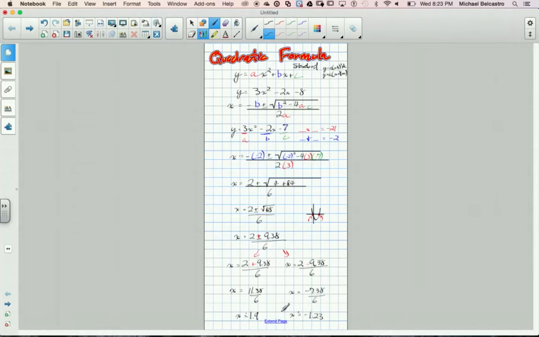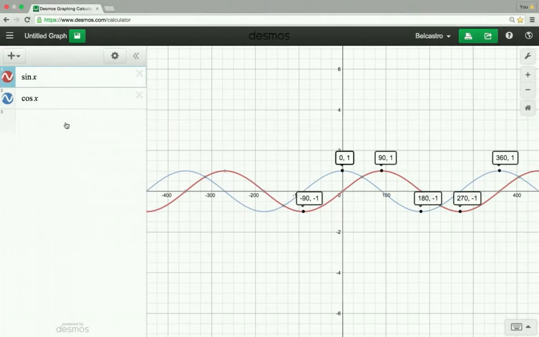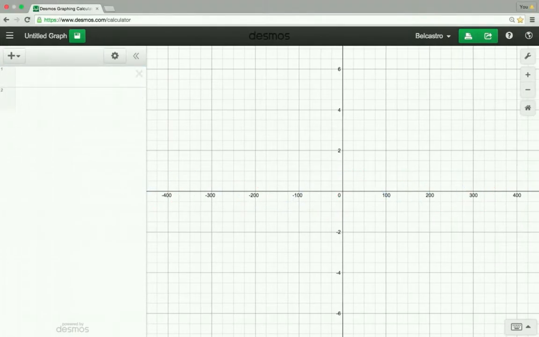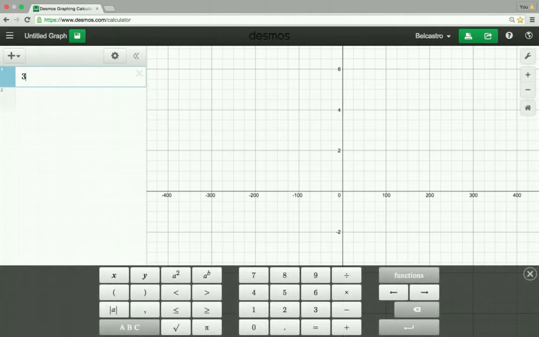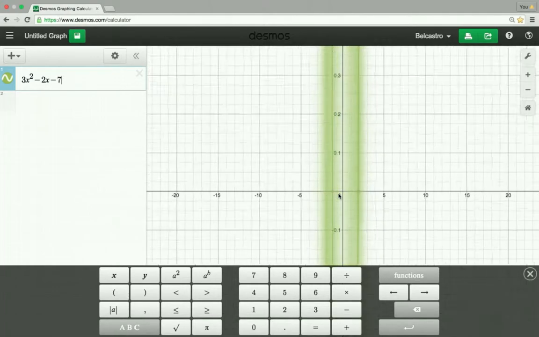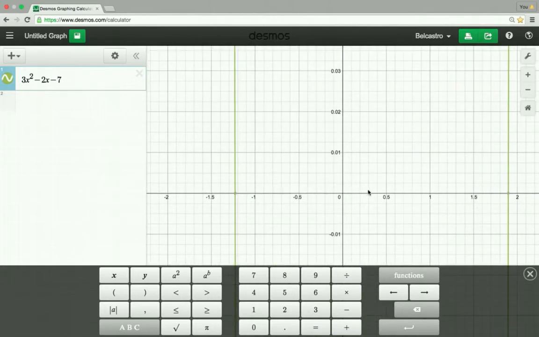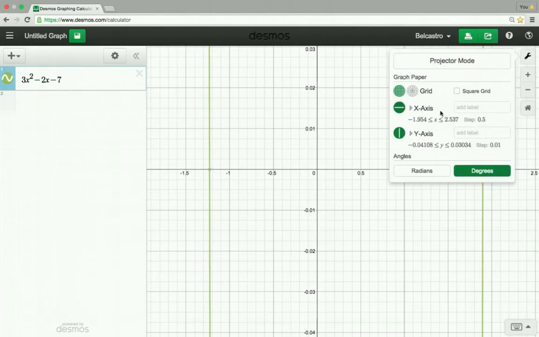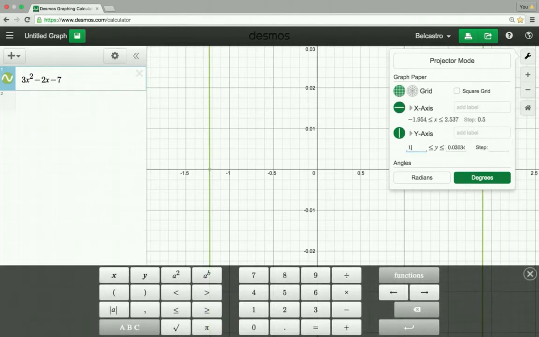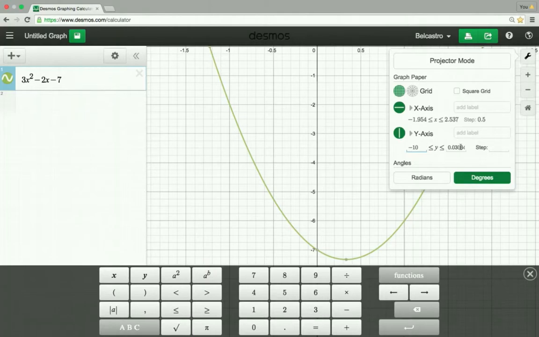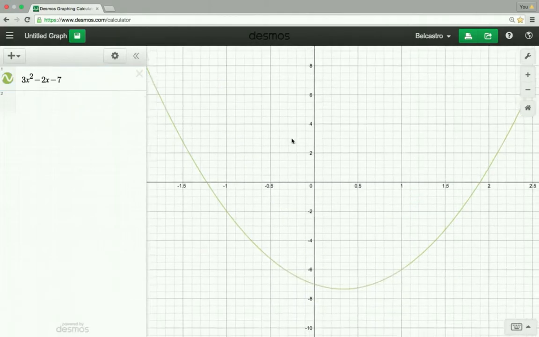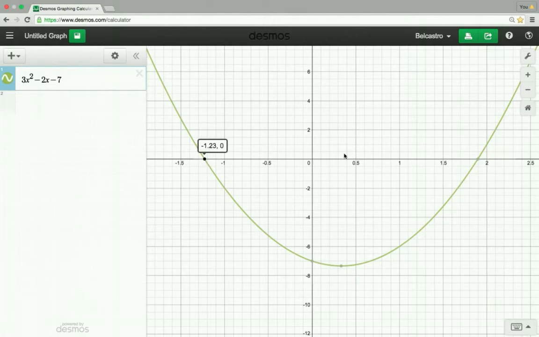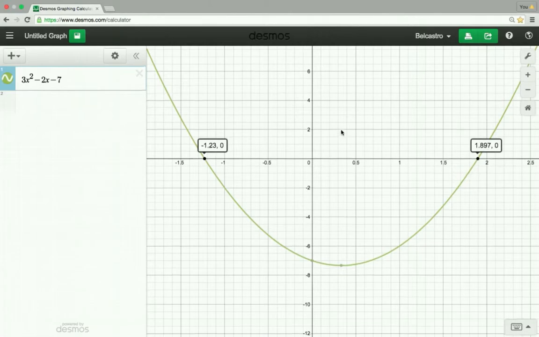Let's show you what that would look like on a graph. 3, negative 2, and 8, and we're not using these. So 3x squared minus 2x, sorry, not negative, minus 7. Oh, we're really far out, so let's zoom in here. Let's change our graph, make this negative 10 and positive 10. There you go, much easier to look at. Negative 1.23, that's right. That's one of the x-intercepts, and we said approximately 1.9, and that's what that rounds to. So that's what it looks like.